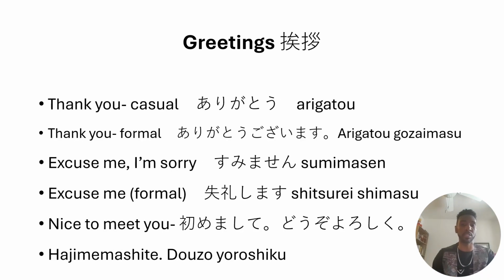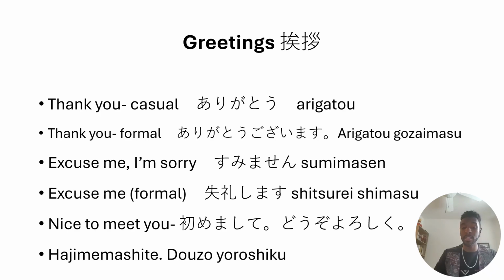Some more casual greetings. Arigato. We know this. If you want to say it nicer, arigato gozaimasu. Excuse me or I'm sorry: sumimasen. And normally it just sounds like sumimasen. That's just excuse me. If you bump into somebody or you want to get somebody's attention, sumimasen.